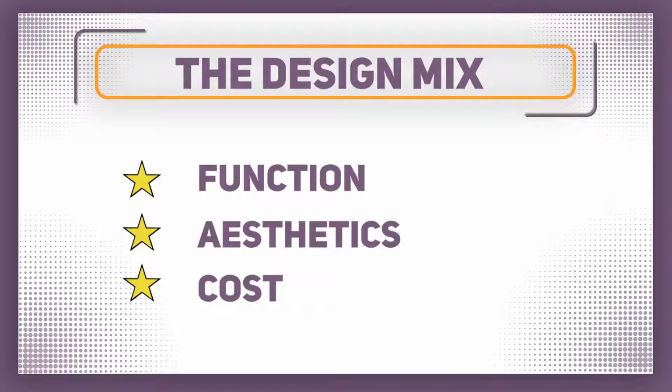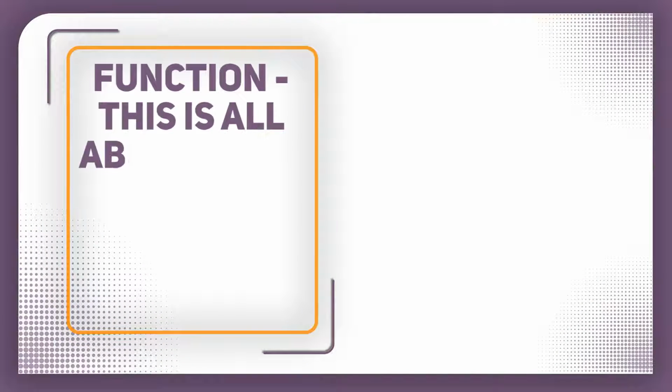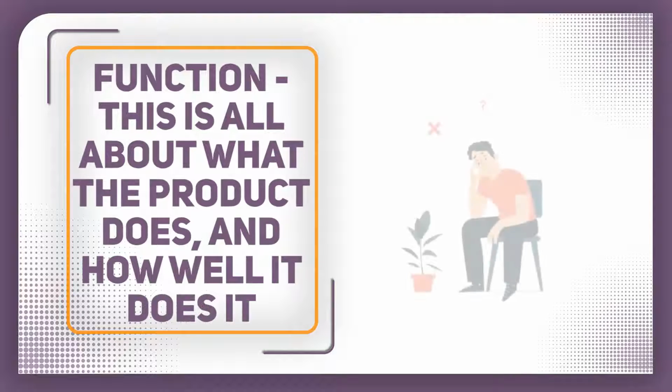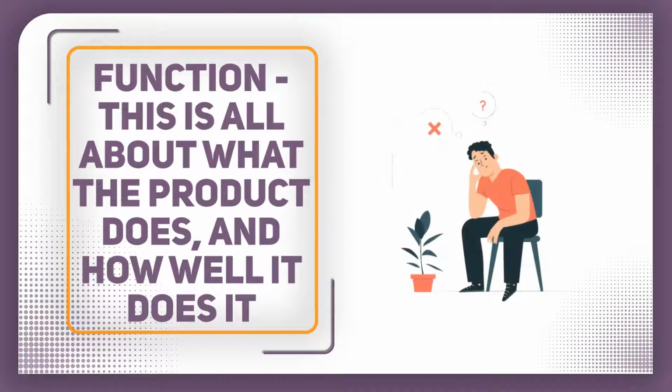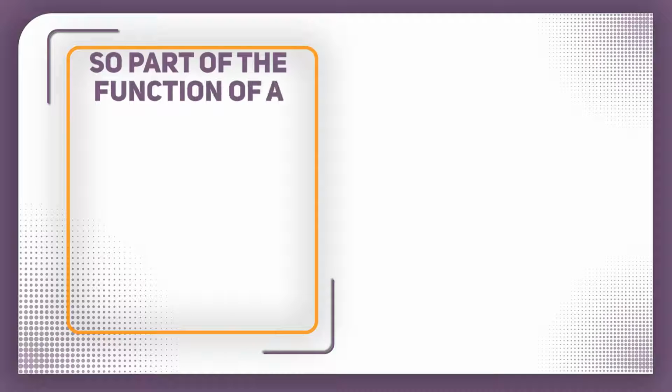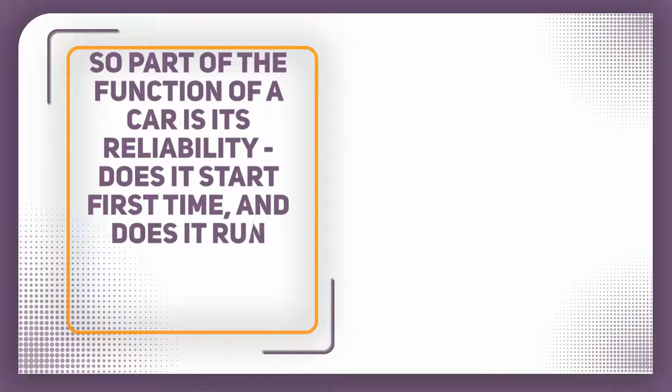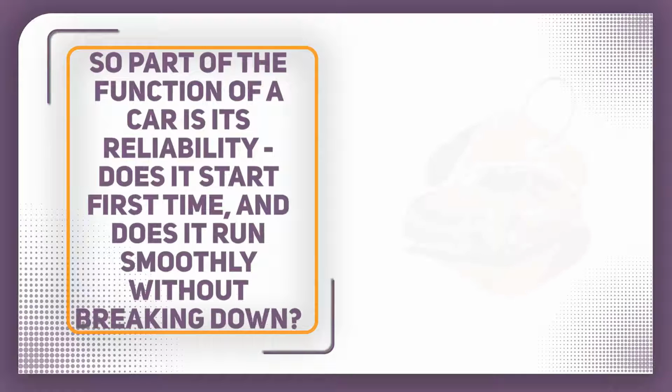Let's take a look at each of these in turn. With function, well, this is about what the product does and how well it does it. So the function of a fridge is to keep food cold. It should also be reliable and work every time. So part of the function of a car is its reliability. Does it start first time, and does it run smoothly without breaking down?